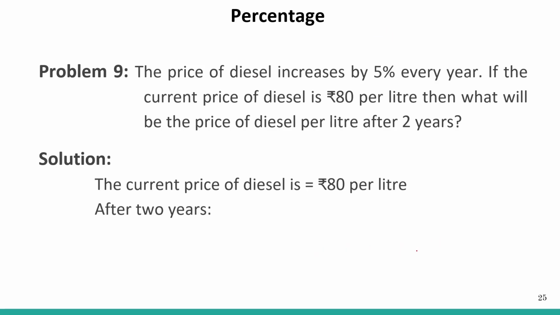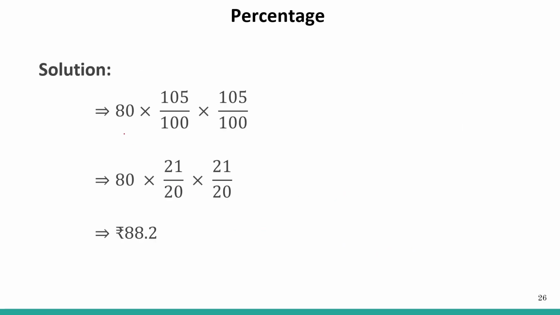So the current price is 80 rupees per liter. After 2 years, what will happen is 80 into 105 by 100 into 105 by 100. That is equal to 80 into 21 by 20 into 21 by 20. So 21 into 21 is 441 by 400, right? Into 80. So this will be what?